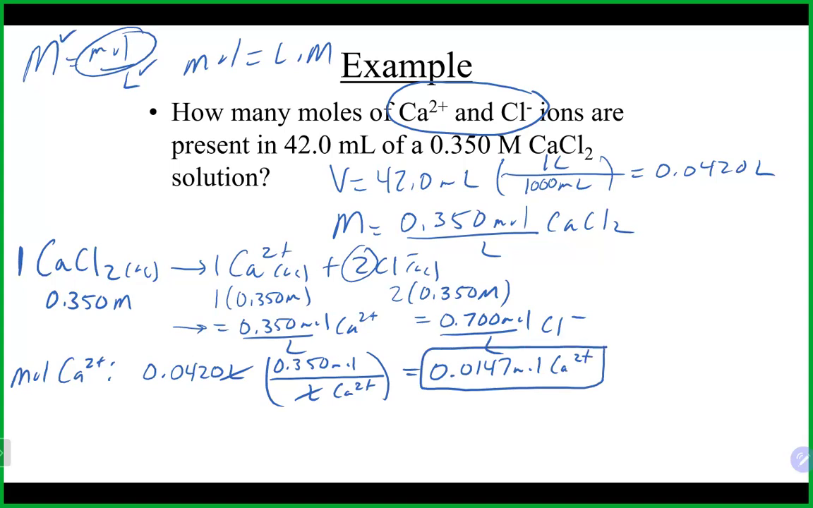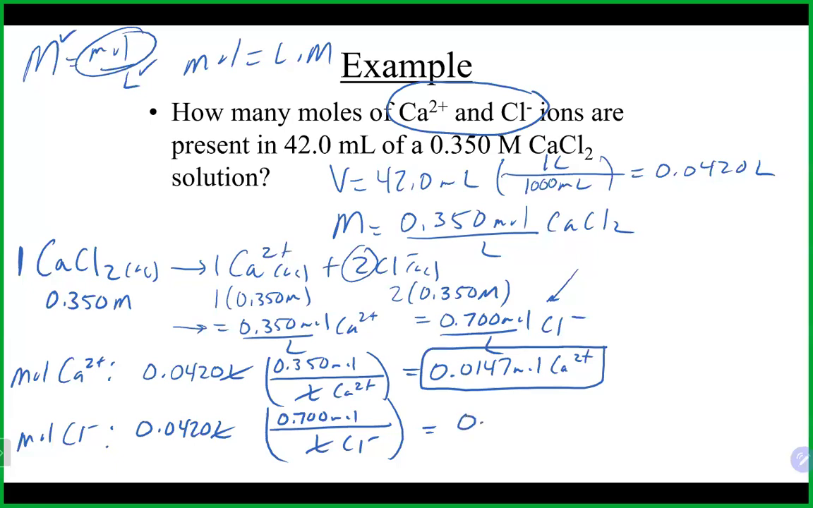We'll basically do the same calculation here for chloride. So our moles of chloride in this case, 0.042 liters. We want to use our molarity of the chloride, which is 0.7 moles per liter of chloride. The liters will cancel. Going to get us 0.0294 moles of chloride. If I wanted grams of each of these, I could use the molar mass of calcium and chloride and get to grams. Any questions on that calculation?